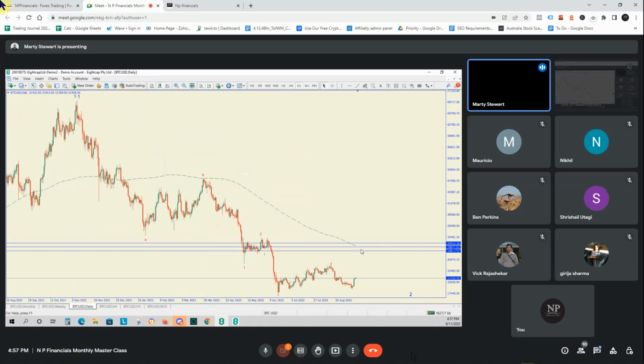Yes, I still like this area up here. Maybe we could get there. Maybe. But still, this whole thing is not finished just yet. This could be another correction here. Could possibly do another one of these. I could be wrong. That's what could happen.